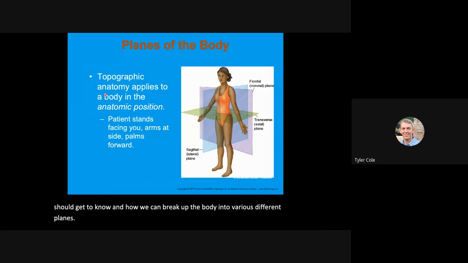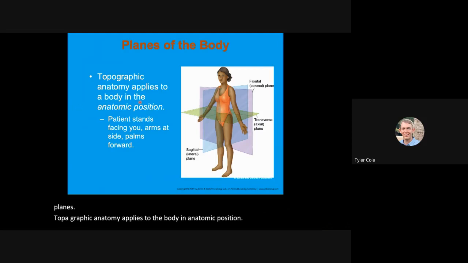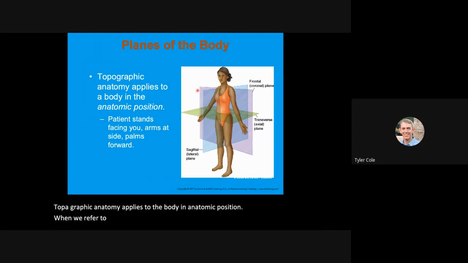Topographic anatomy applies to the body in anatomic position. When we refer to anatomic position, the patient is facing you, palms forward. And we will always refer to the patient's left and right, just to prevent any confusion. Because if we use our left and right, it might mix up hospitals when we bring patients to them. So remember, we divide patients up by the left and right.